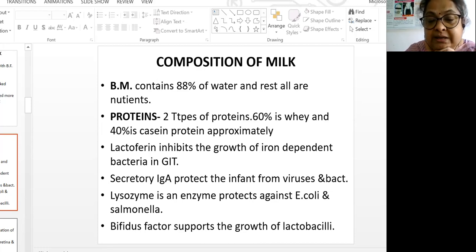Then lactoferrin inhibits the growth of iron-dependent bacteria in the GIT. Then secretory IgA protects the infant from viruses and bacteria. Lysozyme is an enzyme which protects against E. coli and Salmonella. And bifidus factor supports the growth of the lactobacilli.